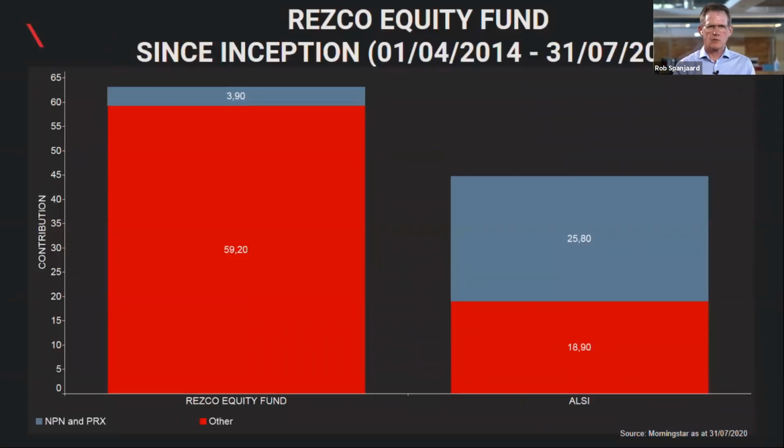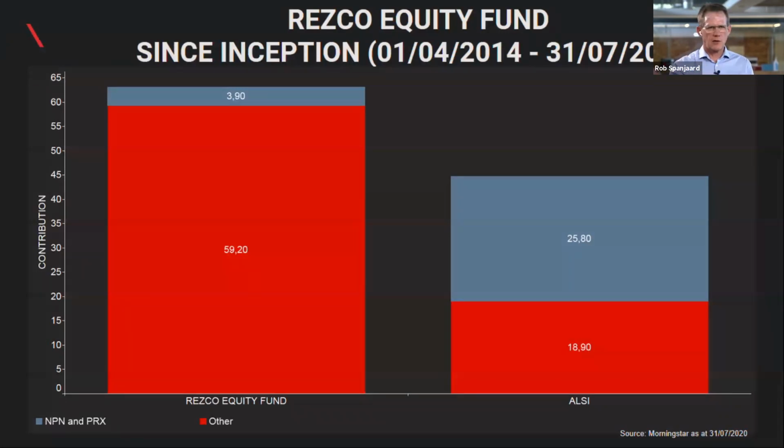And one of the things just to point out is that this is the equity fund since inception, just over 6 years. The equity fund has done about a 60% return. Allsy has done about 45. The equity fund wasn't dependent on Naspers' process. Allsy, without Naspers' process, it would have just been the red, which is not a pretty picture.